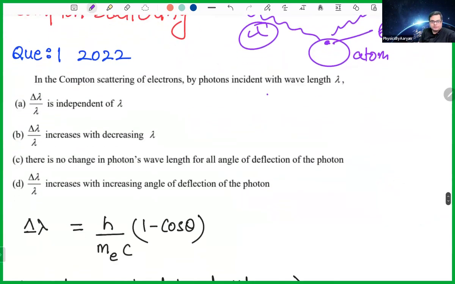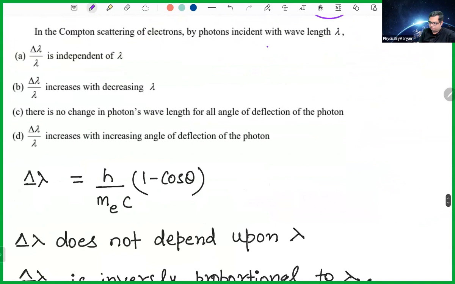Now, the formula is very simple. What is the change in wavelength? Because you see, the incoming wavelength was lambda, the outgoing wavelength was lambda dash. So what is lambda dash minus lambda? What is the change in wavelength? The change in wavelength is given by h by m_e c times 1 minus cos theta. m_e means mass of electron, c is the speed of light, and theta is the angle at which the scattering happened. So at what angle did the photon come? Photon came at 0 degree, 90 degree.